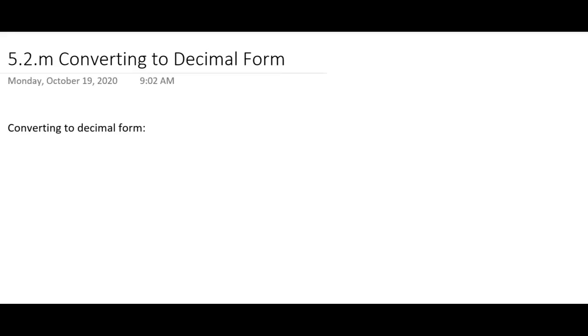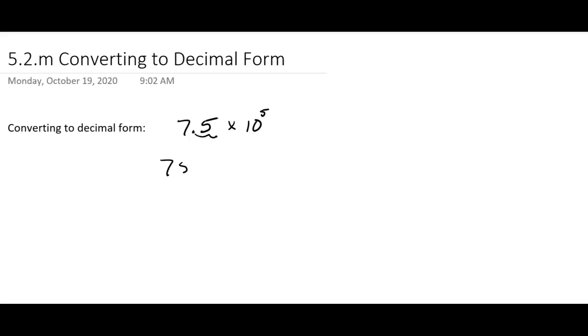So now they're going to give us a number in scientific notation, and we have to convert it to decimal form, which seems kind of weird because your decimal is in the scientific notation, right? So let's just raise it to the 5th power. So that's a number in scientific notation. It's a big number. It means we're going to move the decimal to the right 5 places.